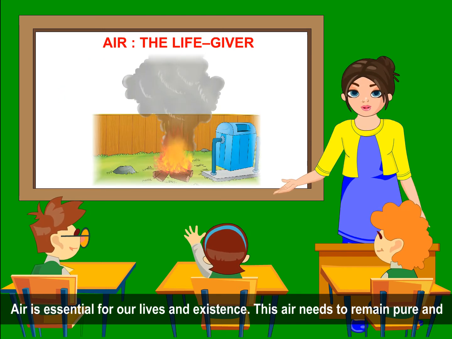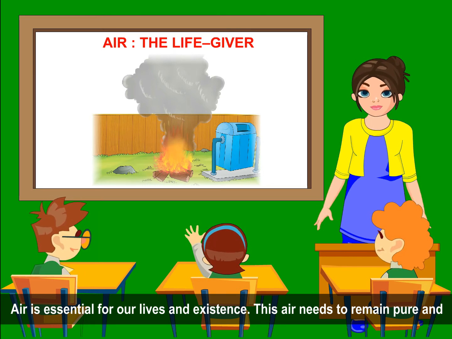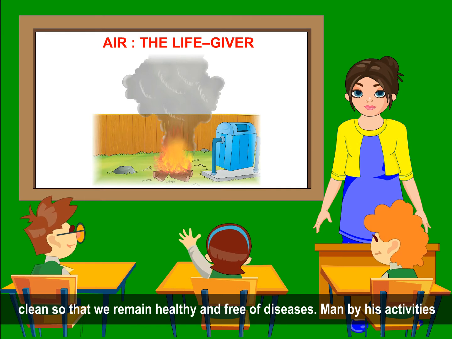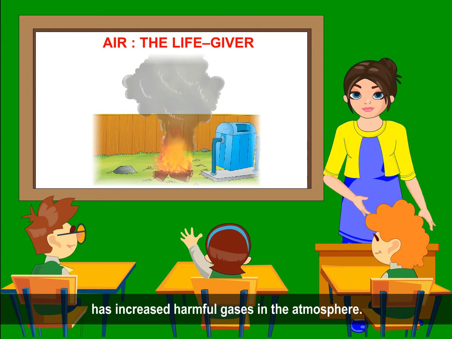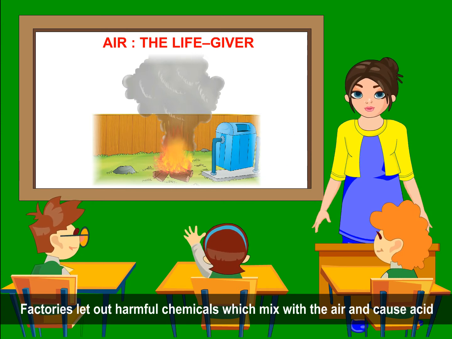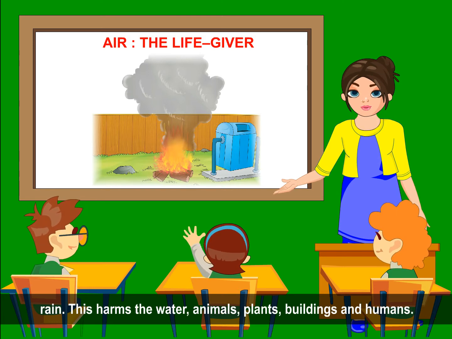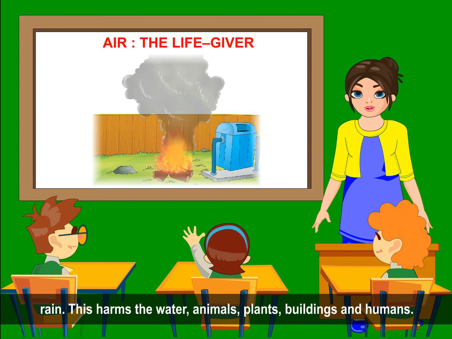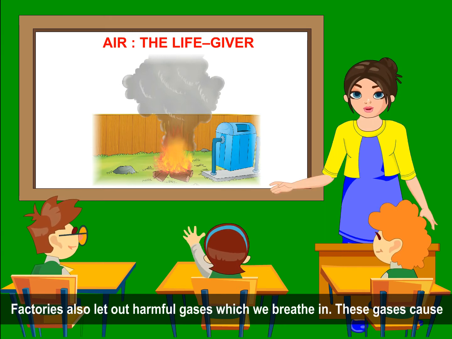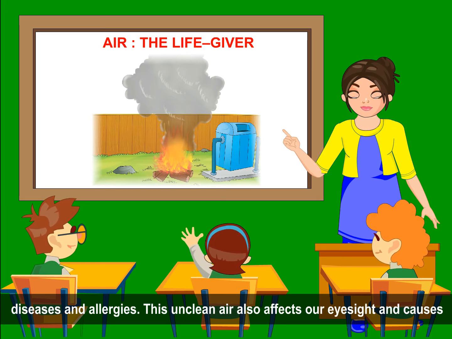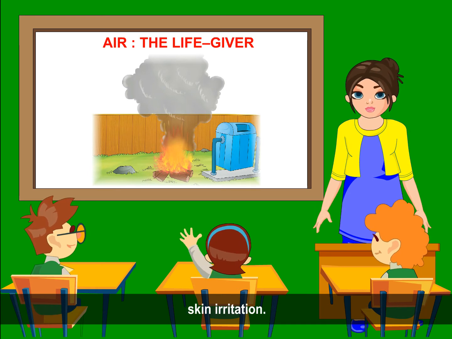Air, the life giver. Air is essential for our lives and existence. This air needs to remain pure and clean, so that we remain healthy and free of diseases. Man by his activities has increased harmful gases in the atmosphere. Factories let out harmful chemicals which mix with air and cause acid rain. This harms the water, animals, plants, buildings and humans. Factories also let out harmful gases which we breathe in. These gases cause diseases and allergies. This unclean air also affects our eyesight and causes skin irritation.